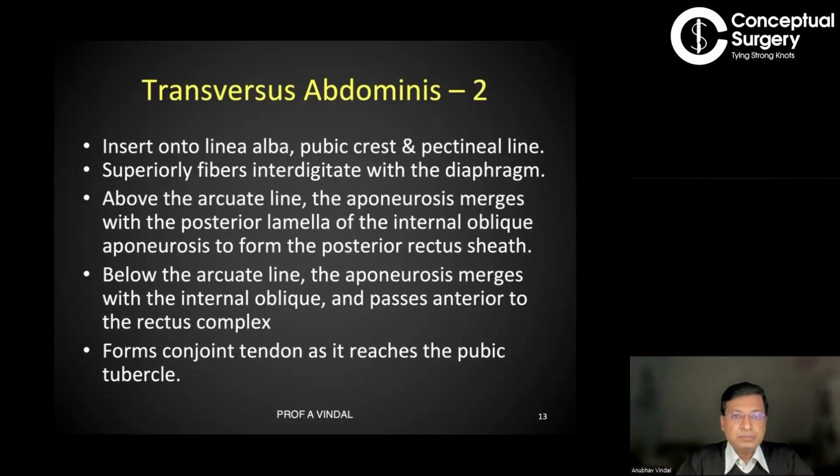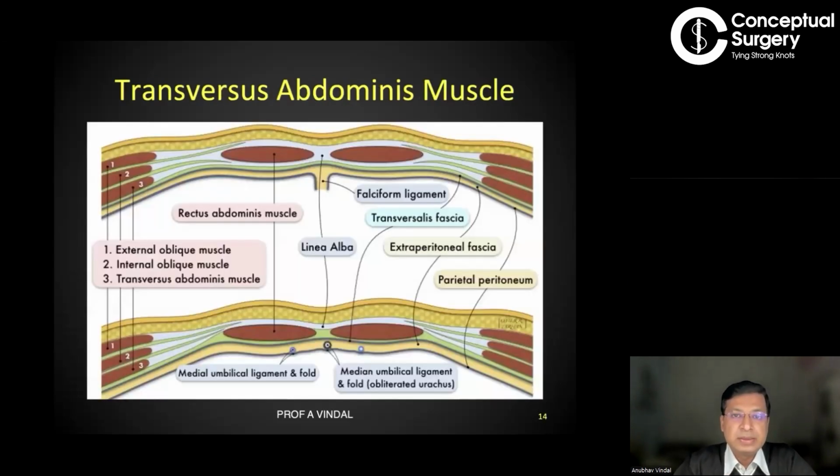Like we learnt in the internal oblique muscle, the transversus abdominis joins the lower part of the internal oblique to form the conjoint tendon, which then inserts onto the pubic crest. So this is the arrangement of the aponeurotic part of these muscles as they go medially and give rise to the anterior and the posterior rectus sheath.